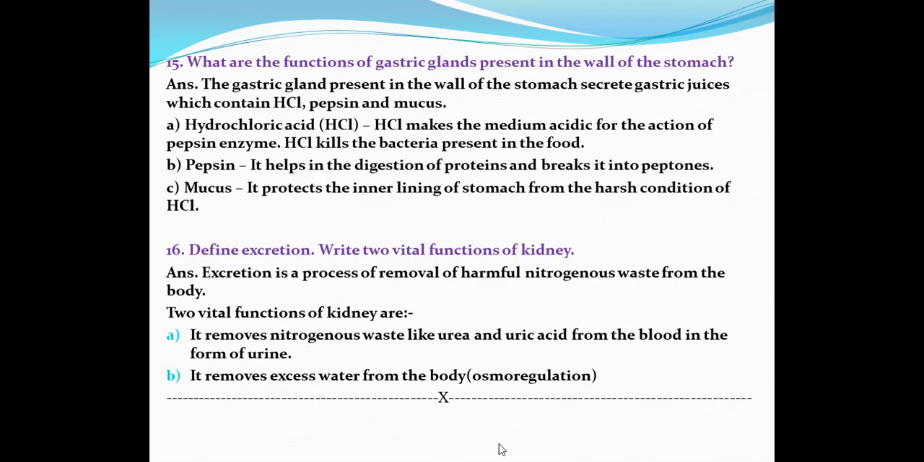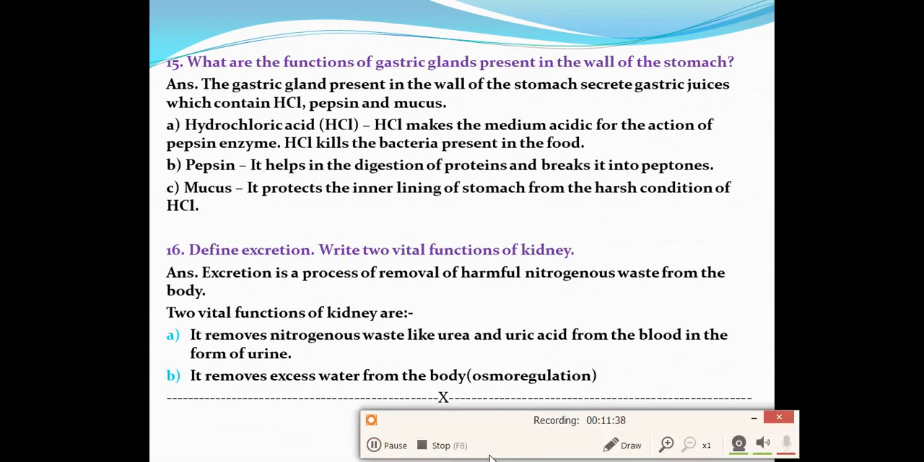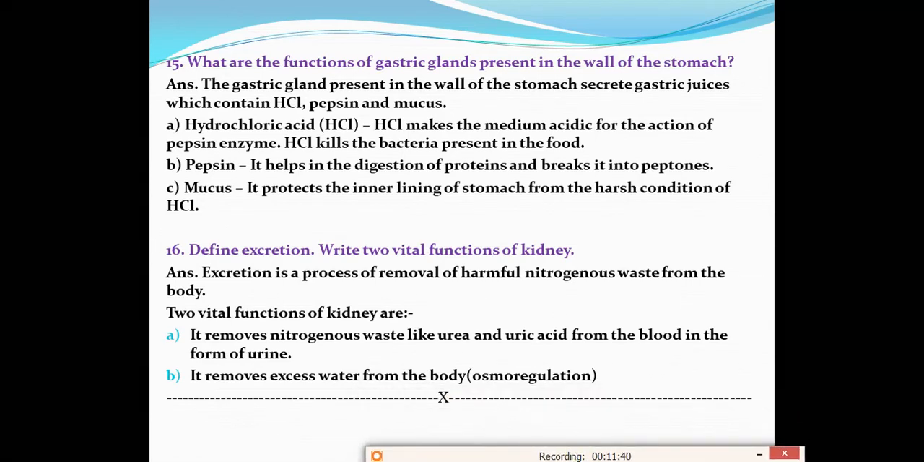Now come to question number 15 and 16. These are the last 2 questions from this tutorial. The 15th question is, what are the functions of gastric glands present in the walls of the stomach? So we have to write the function of gastric glands, and these gastric glands are located in the walls of the stomach. So first of all we will write that gastric glands are present in the walls of the stomach which secrete gastric juices, and that gastric juice contains what? HCl, pepsin and mucus. Now we will write the function of HCl, pepsin and mucus.